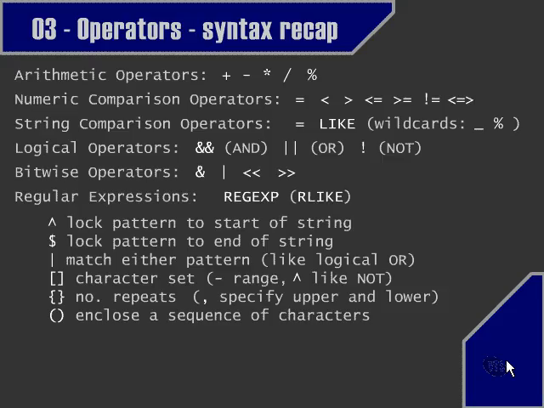Using the rounded brackets, we can enclose a sequence of characters which we can then specify a number for using the curly brackets or using the other operators that specify a particular number, such as the plus symbol, which allows the sequence or single character that occurs just before it to occur one or more times, or the asterisk, which allows the single character to appear 0 or more times.